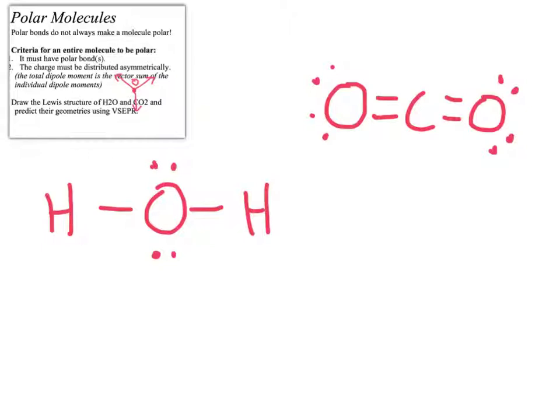All right, so let's predict their geometries using VSEPR. Here I have a steric number of 4. I have 1, 2, 3, 4 groups around my central oxygen. 2 of them are lone pairs. So this is based off of a trigonal planar geometry. But those 2 lone pairs will make the geometry bent.